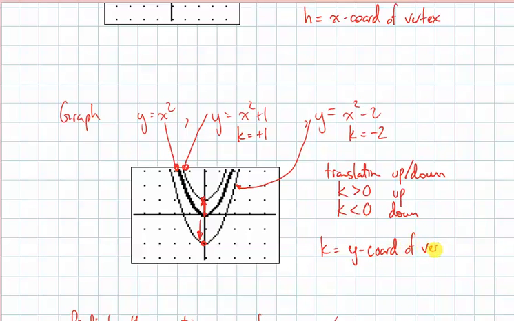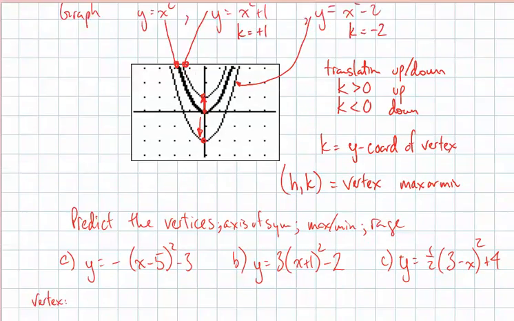So if the h value gives the x-coordinate of the vertex and the k value gives the y-coordinate of the vertex, then h comma k taken together is the vertex of the parabola, which is a very important point on a parabola because it determines the max or the min location.